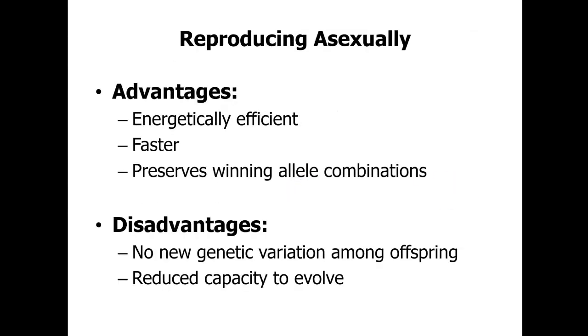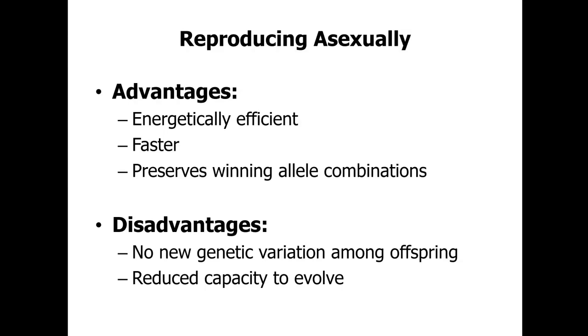With reproducing asexually, you're going to have advantages and you're going to have disadvantages. Some of these advantages are going to be that it's energetically efficient. It's not out there looking for a mate, and it doesn't require a lot of energy. It also is an ability to reproduce a lot faster. And it preserves the winning allele combinations if it's a good set of alleles.